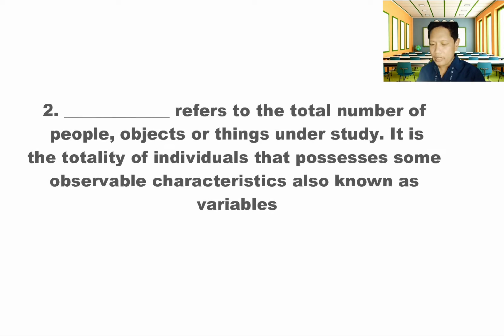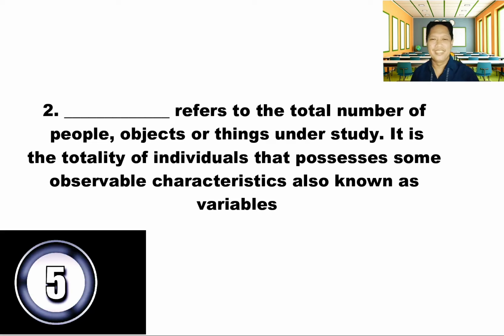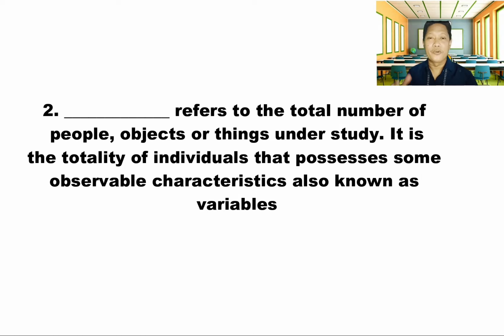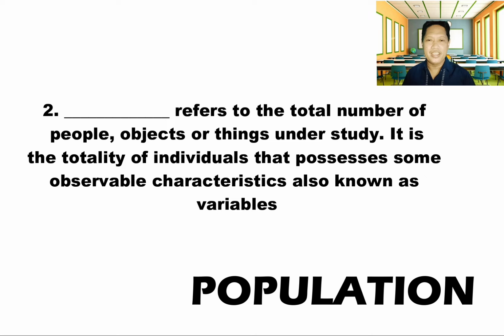Number 2. Blank refers to the total number of people, objects, or things under study. It is the totality of individuals that possesses some observable characteristics, also known as variables. What is your answer? And for number 2, the answer is population.